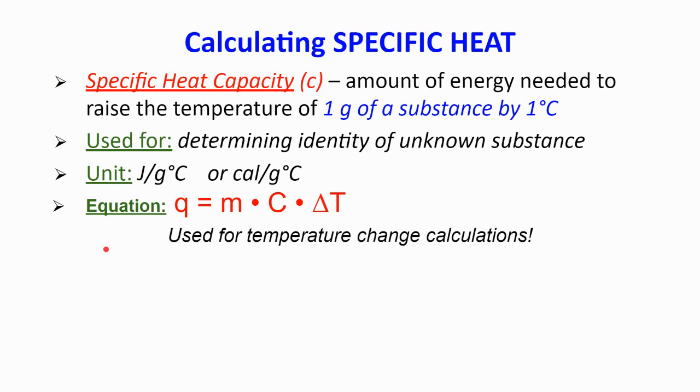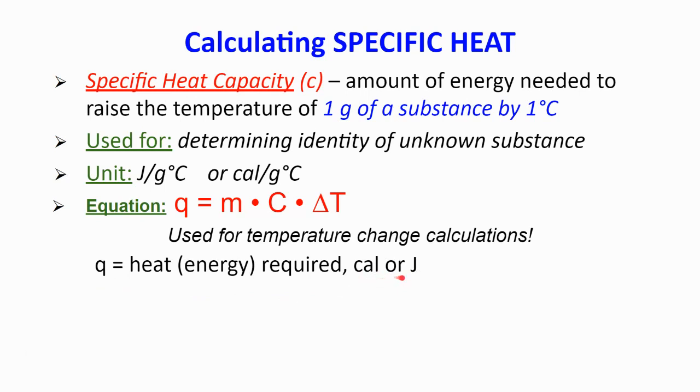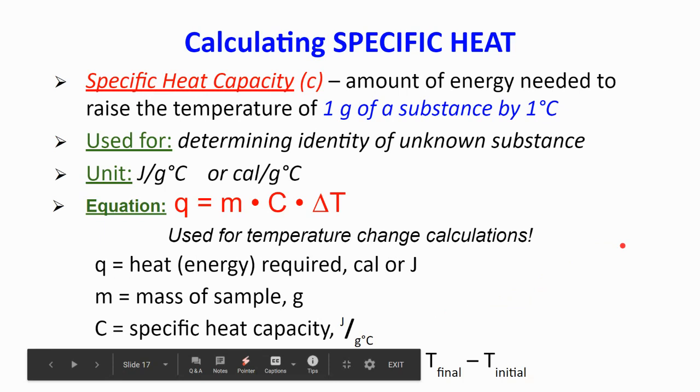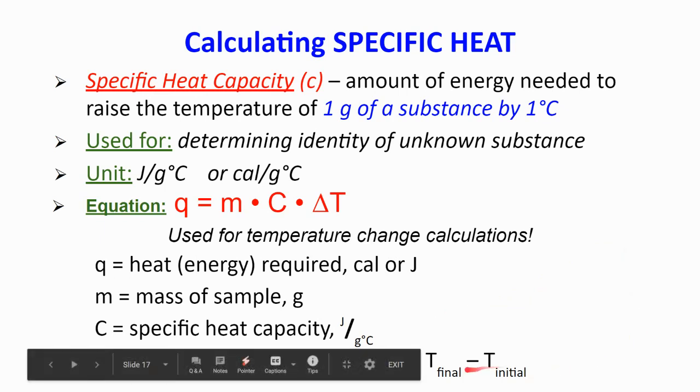So this equation is used for temperature change calculations. You've got to have something that has a change in temperature. So once again, Q could be in calories or joules, but we're going to use joules 95% of the time. Mass is in grams. And then here's our specific heat units, joules per gram degrees Celsius. And our delta T down here is our T final minus our T initial.